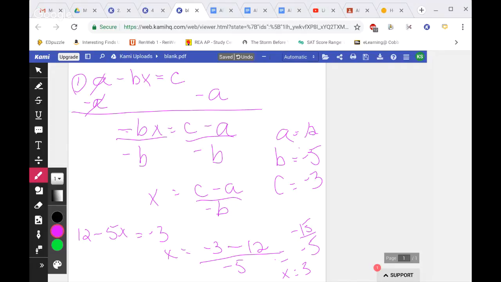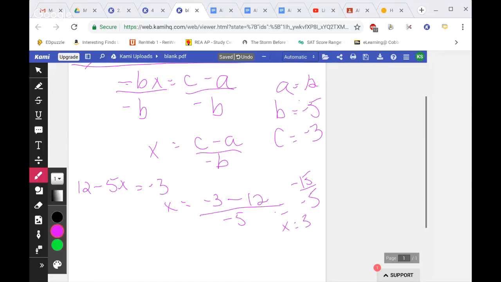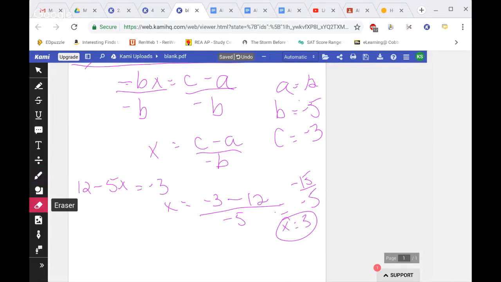Hold on, wait. Oh, okay. So X equals what? I can't see it. I'm so sorry. Let me scroll up a little bit. X equals 3. And actually, on this, we can take this off since it's accounted for in the equation.